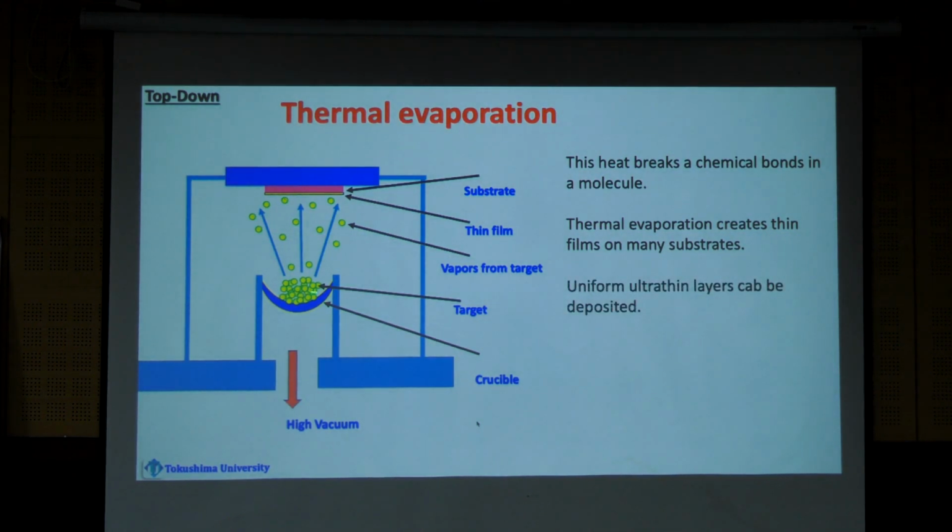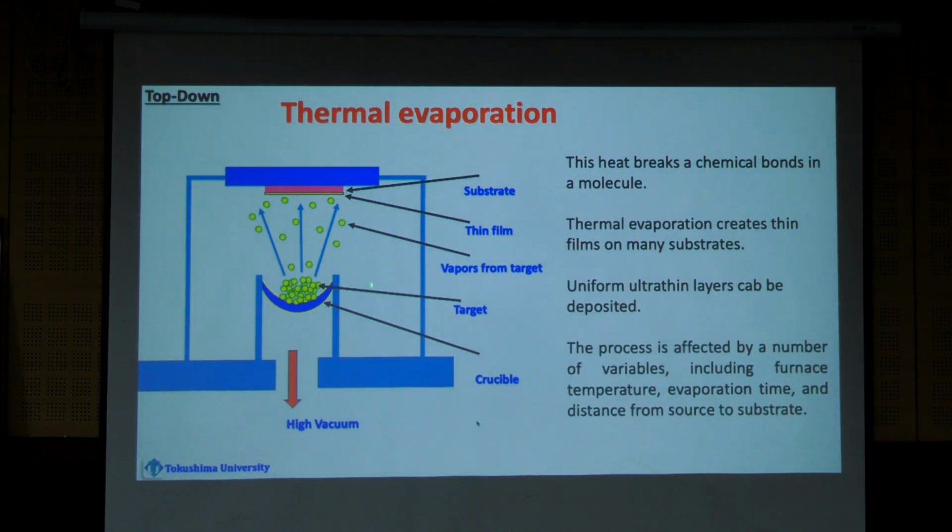Since this evaporation is uniform, the material goes smoothly from the target to the substrate, and you can get a continuous deposition of thin film. The process can be affected by various parameters such as temperature, time, and how much temperature you are giving to the substrate, or how much temperature you are using.